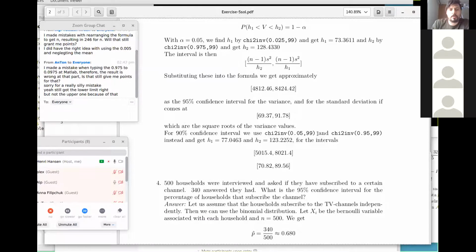The question number 4. 500 households were interviewed and asked if they have subscribed to a certain channel. 340 answered that they had, which means then that 160 didn't. What is the 95% confidence interval for the percentage of households that actually subscribe to this channel? So, this is like saying, what is the probability that a random household subscribes to this channel? What is the 95% confidence interval for that?